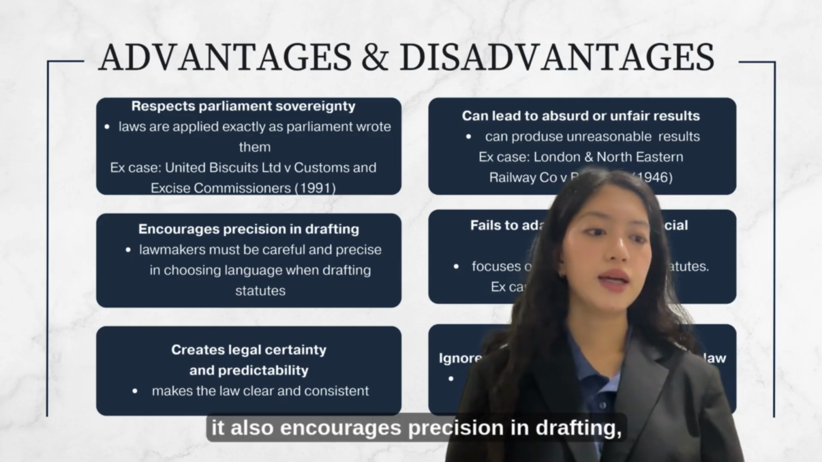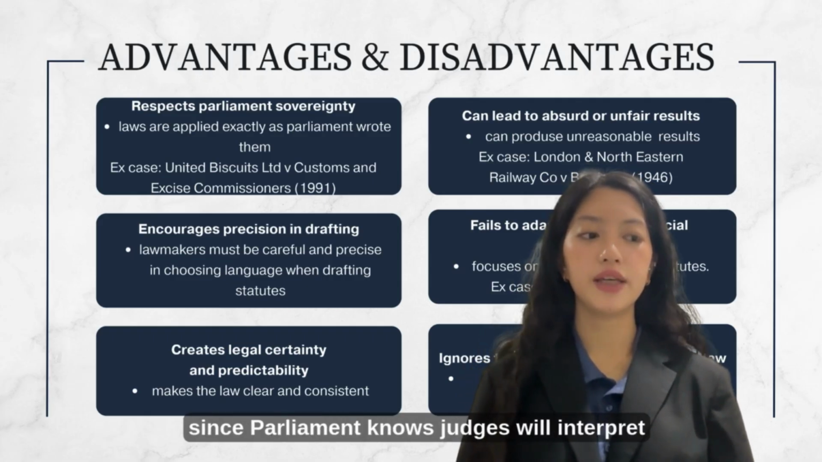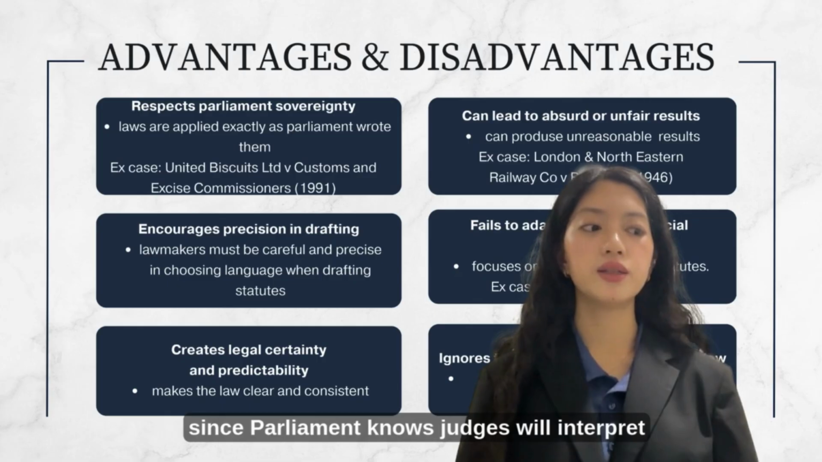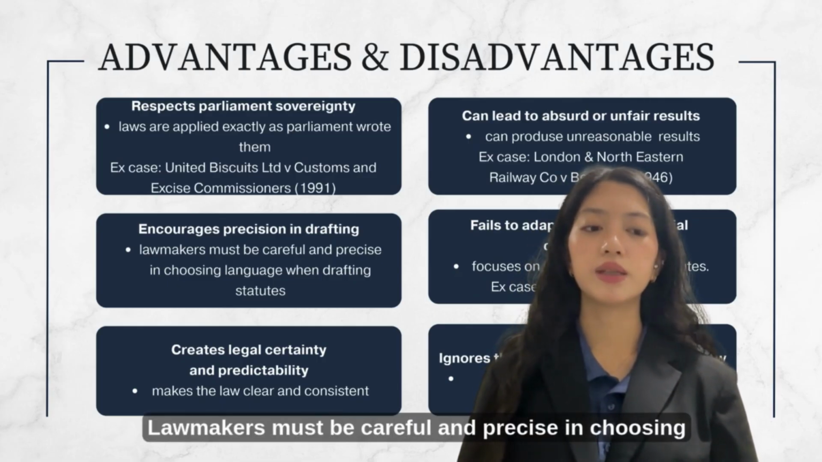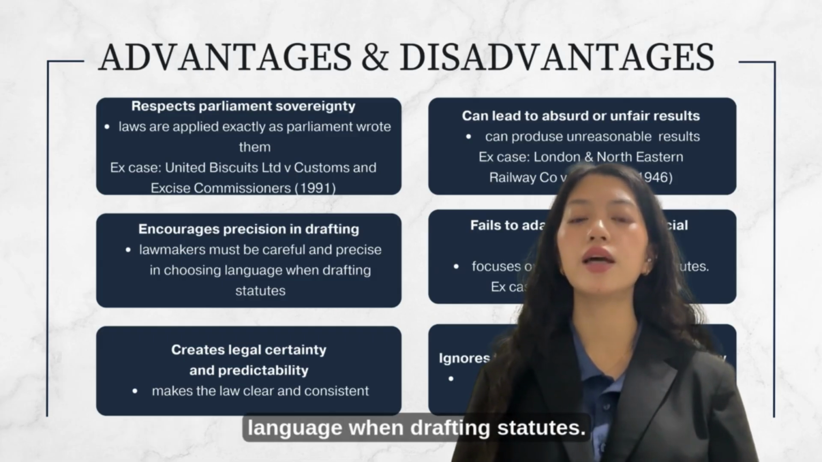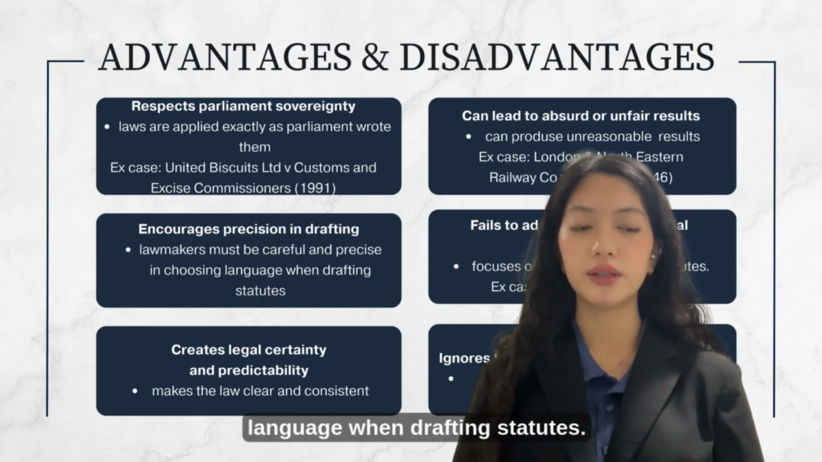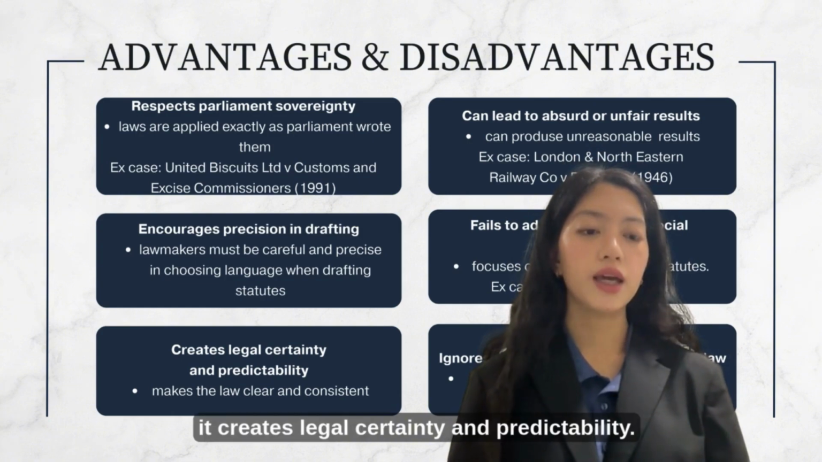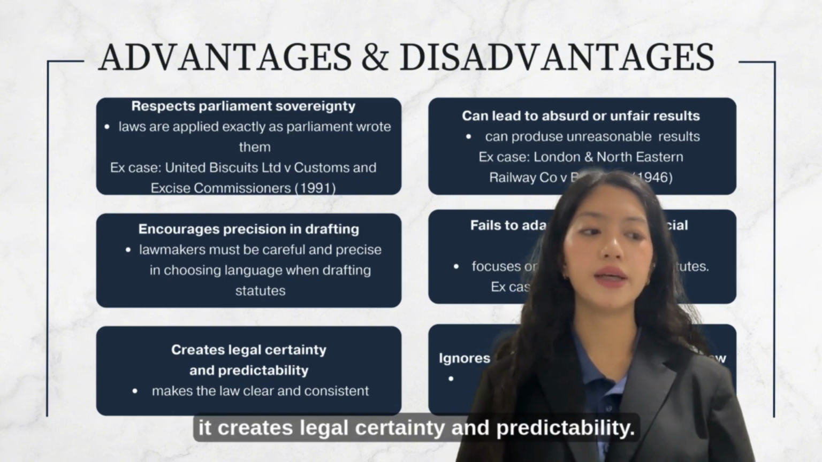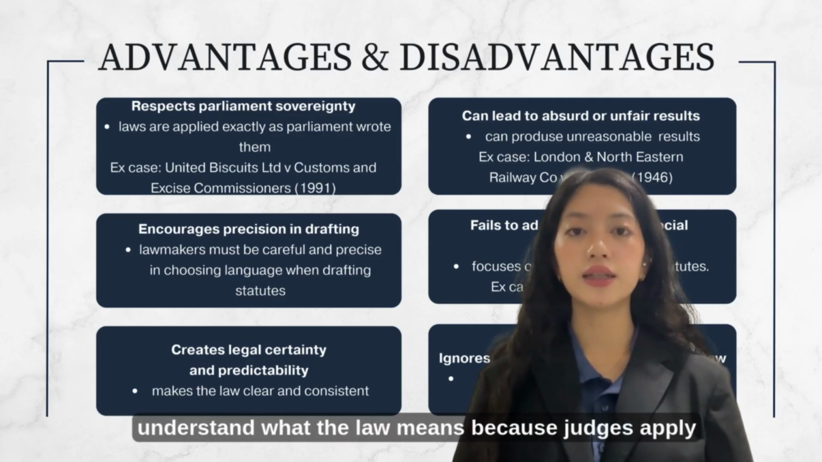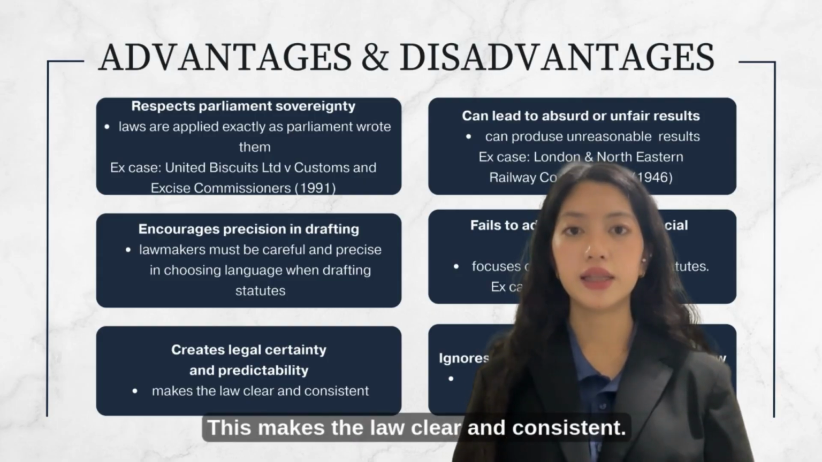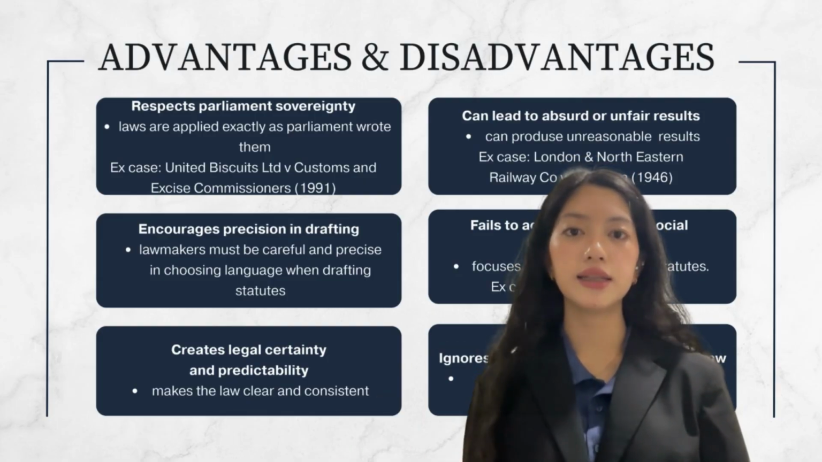After that, it also encourages precision in drafting, since Parliament knows judges will interpret words literally. Lawmakers must be careful and precise in choosing language when drafting statutes. Finally, it creates legal certainty and predictability. People, businesses, and lawyers can easily understand what the law means because judges apply it consistently. This makes the law clear and consistent.